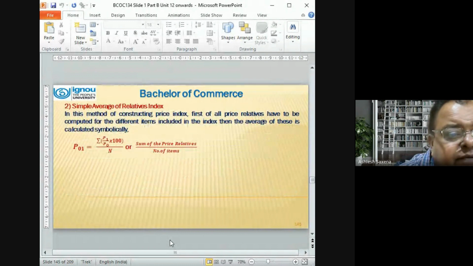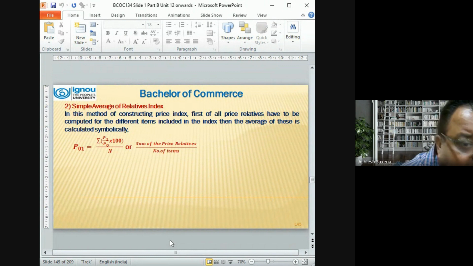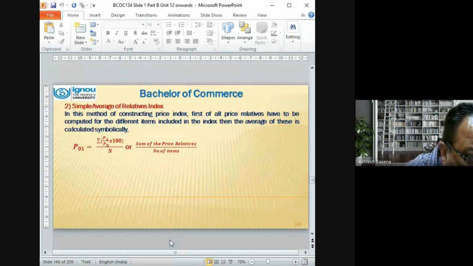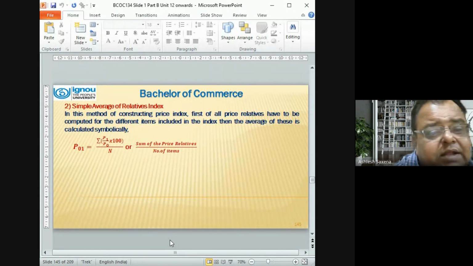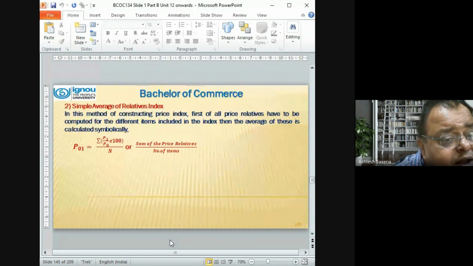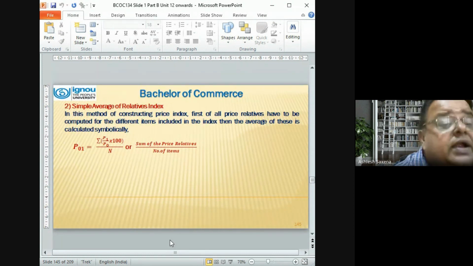Then comes the simple average of relative index. In this method of constructing a price index, first of all, price relatives have to be computed for the different items included in the index. Then the average of these is calculated. Symbolically, that is P01 = summation (P1/P0 × 100) divided by the total number of items.